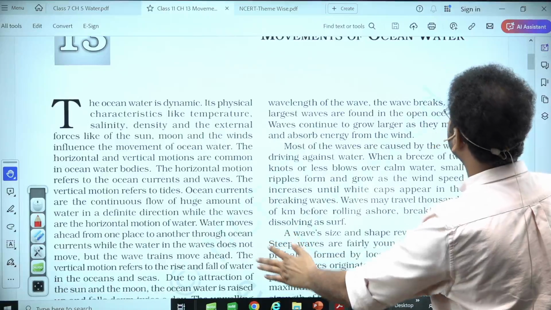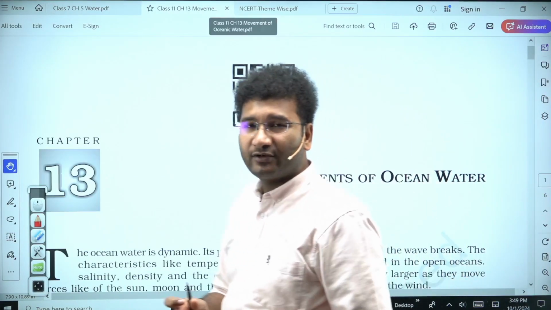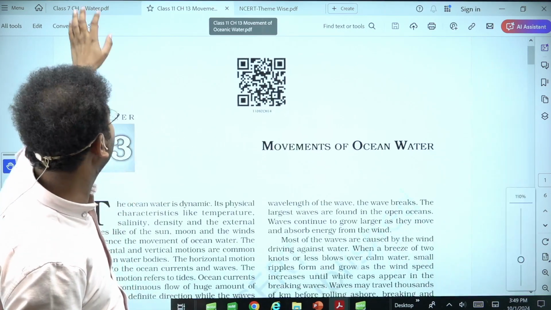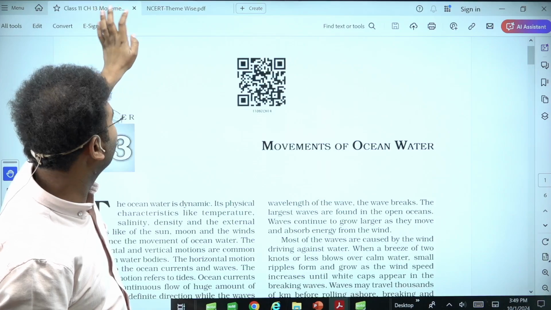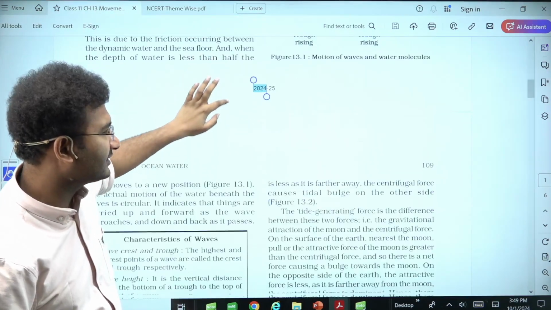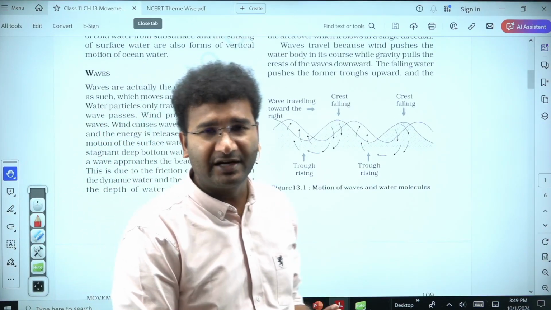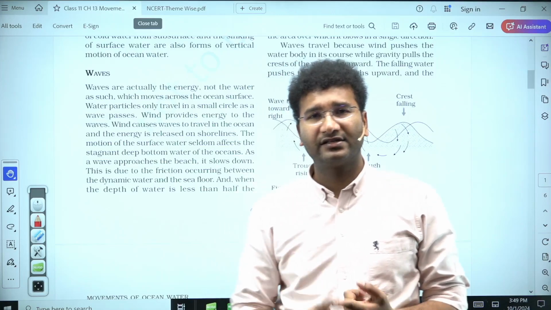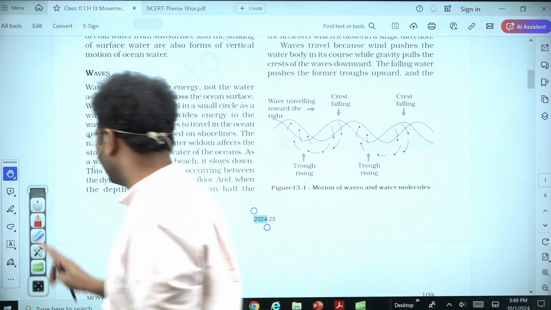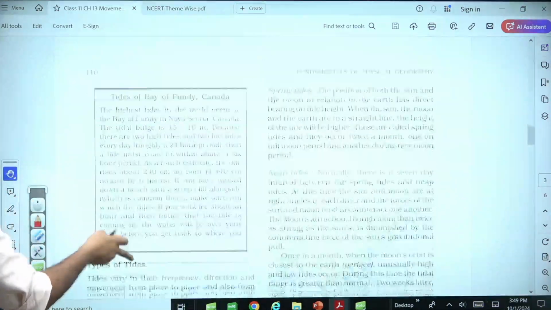Now let's try to understand the concept of movement of the oceanic water. How does the movement of the oceanic water take place? This is the next important chapter that you are supposed to know. In the movement of the oceanic water, there are three different aspects you need to know: what is a wave, what is a current, and how is it different from a tide. You need to know the fundamental difference between wave, tide, and current.